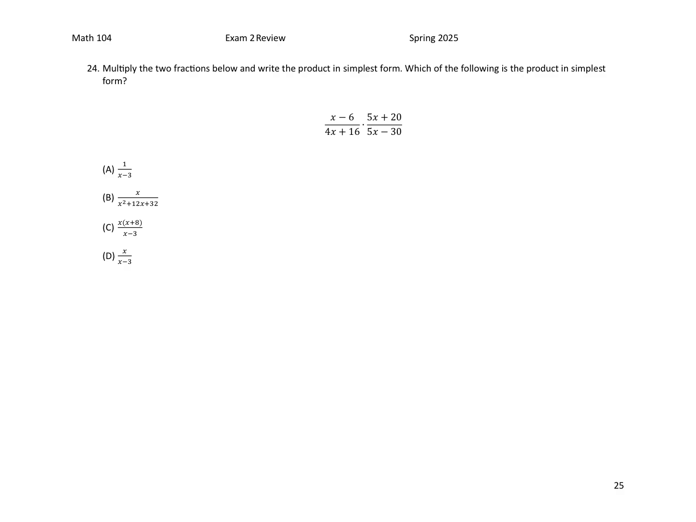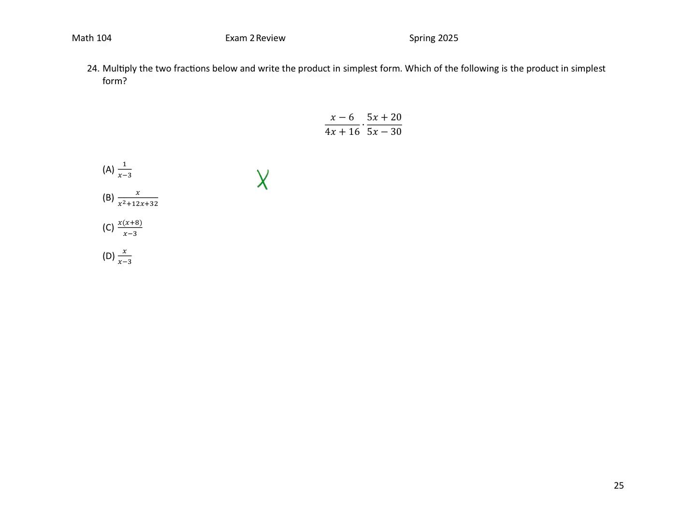Multiply the two fractions below and write the product in simplest form. Which of the following is the product in simplest form? So this is very similar to the last one where we just simplified. I want to factor everything I possibly can, and cancel identical factors that appear on both the top and the bottom.